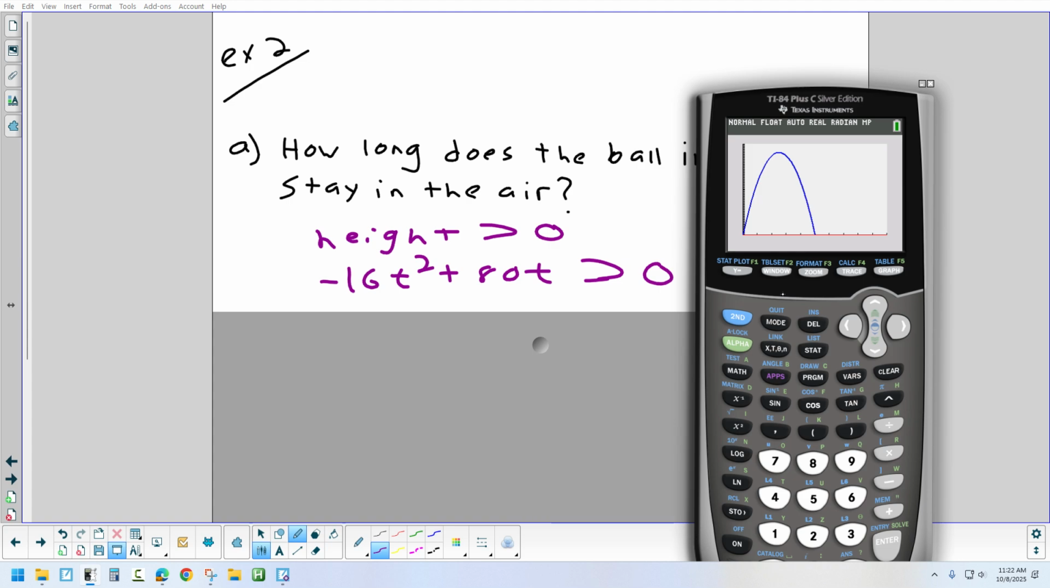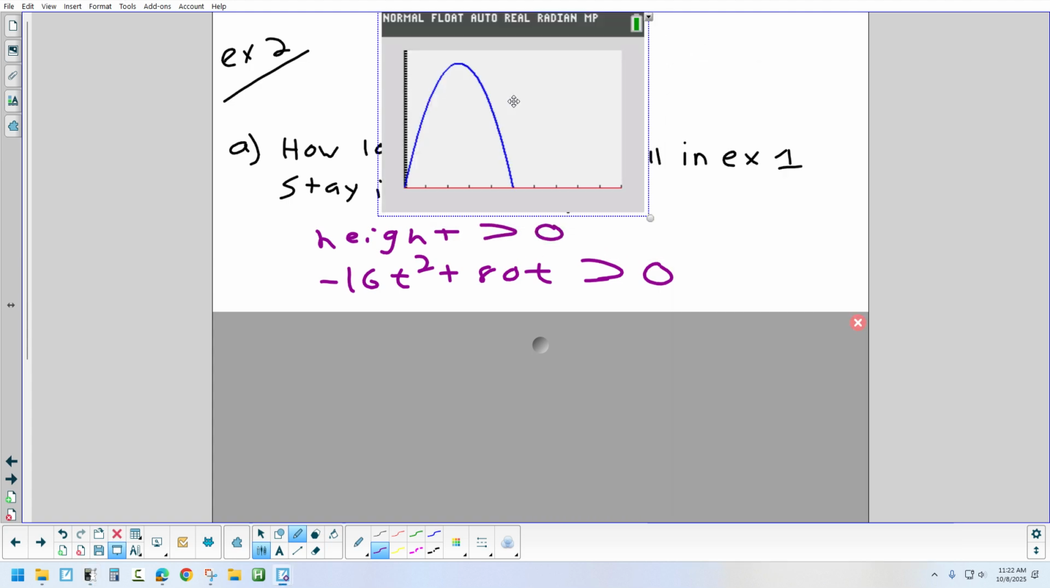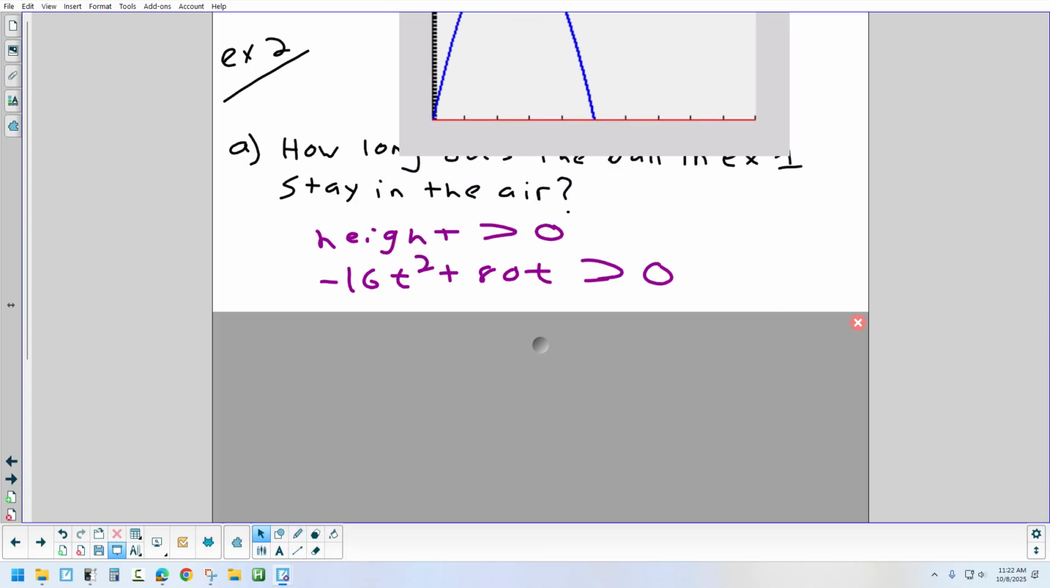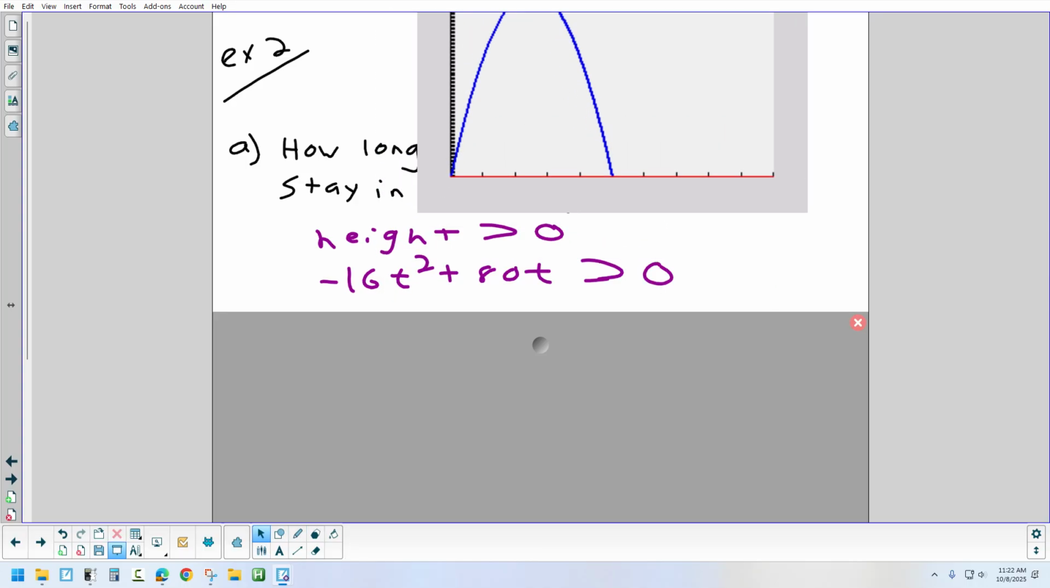So I have two intersection points. Which one do I want to find, to figure out how long the ball is in the air for? Yeah? The one on the right. This is the intersection point when the ball is back on the ground. Right there. So we need to figure out when that happens. When does it look like it happens? 5 seconds. Yeah, it looks like it's at 5 seconds.